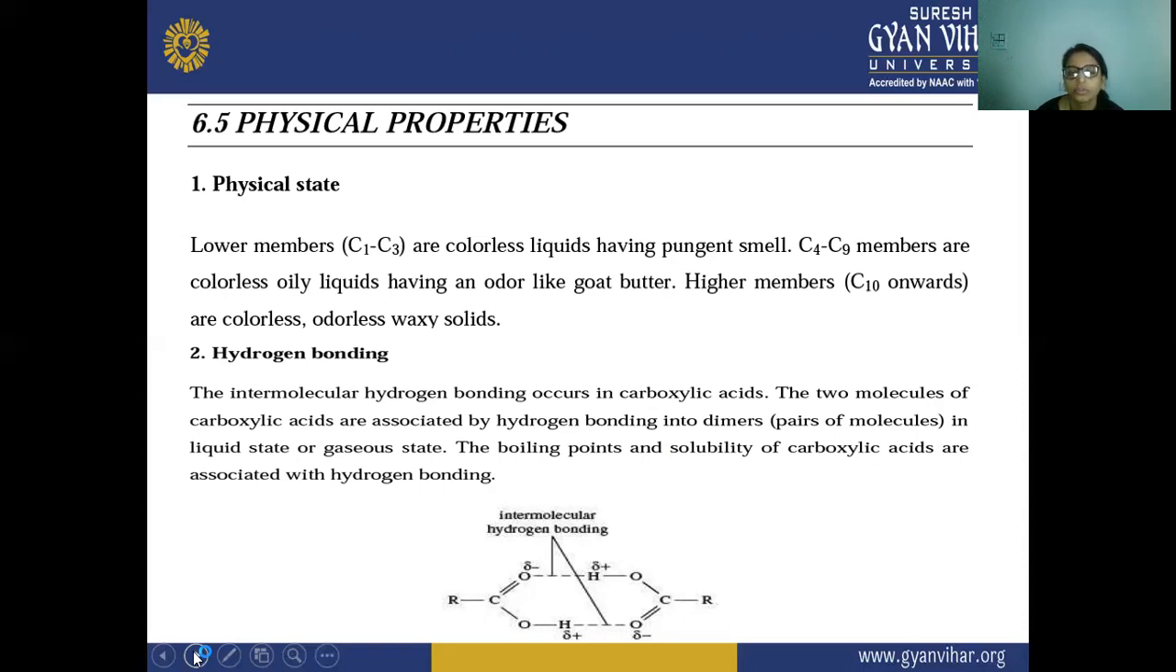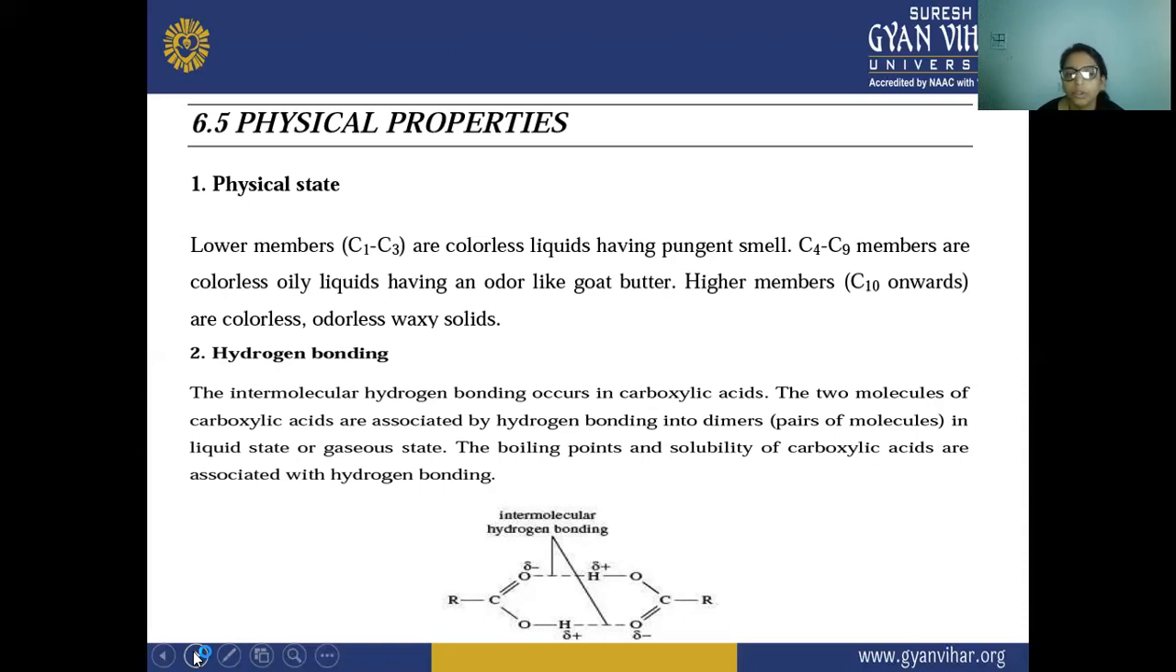Next is hydrogen bonding. Intermolecular hydrogen bonding occurs in carboxylic acids. This means that if two molecules of carboxylic acid are present, they form a hydrogen bond between them, so they form intermolecular hydrogen bonding.